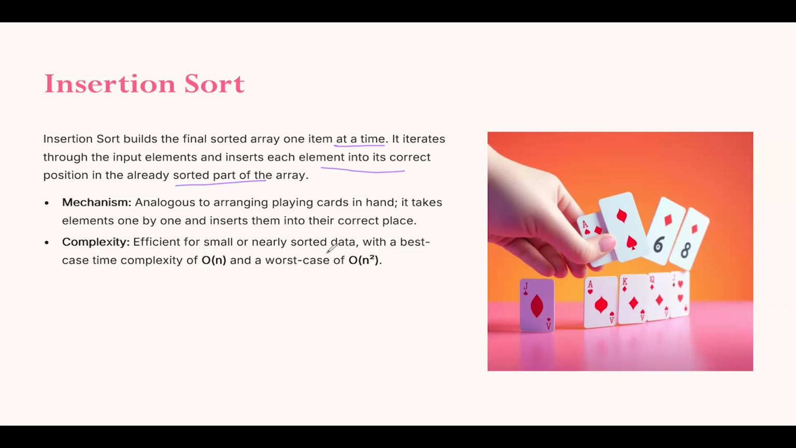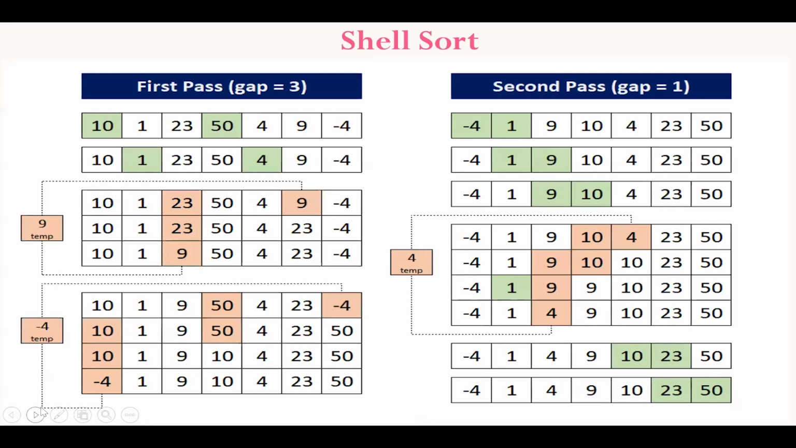Efficiency for small or nearly sorted data, with the best case time complexity of order of n, and the worst case is order of n square. This is what the time complexity of insertion sort is. And the next algorithm we learned is shell sort.